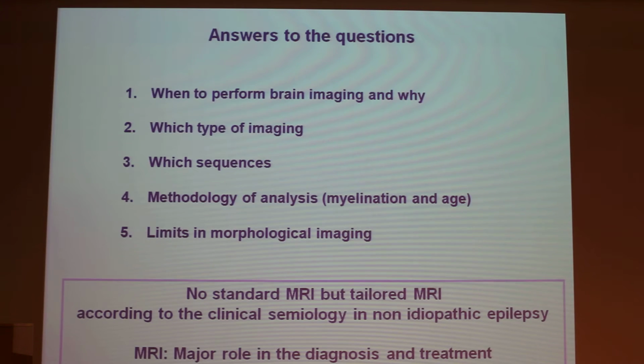Very important. So we have answered the question of when to perform imaging in non-idiopathic epilepsy. Why? For the treatment, especially for the surgical treatment. Which type? It is always the MRI, but it is a tailored MRI. Which sequences? Always a 3D-T1, FLAIR, T2, and T2 star perhaps if it is normal, and an injection if it is abnormal. Always consider the myelination and age, and we have limits between 3 months and 3 years of age of the child.